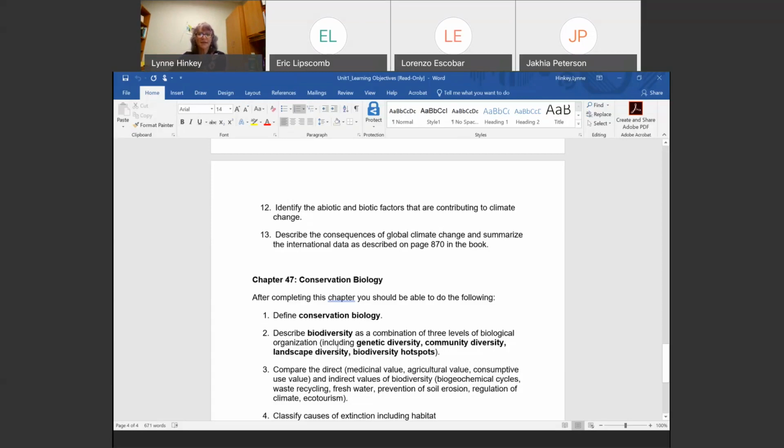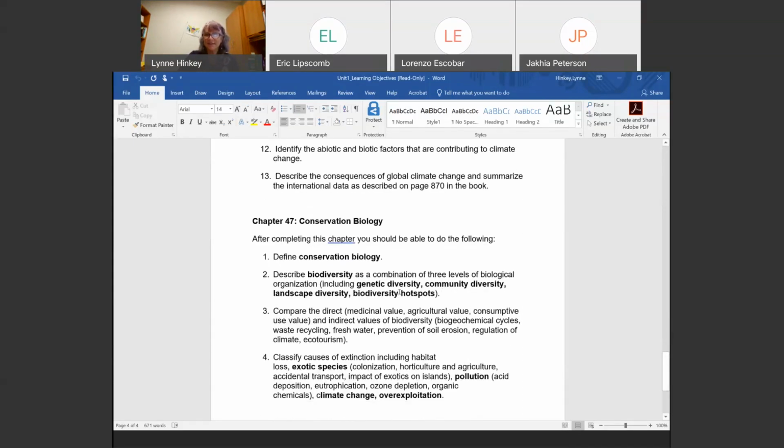Landscape diversity: the more and different types of landscapes we have, the more biodiversity we have within the community, since different landscapes will have similar social structures. And then biodiversity hotspots are areas that have lots and lots of different organisms, so lots of community diversity, lots of genetic diversity within that community, and lots of landscape diversity, so worthy of protecting and conserving.